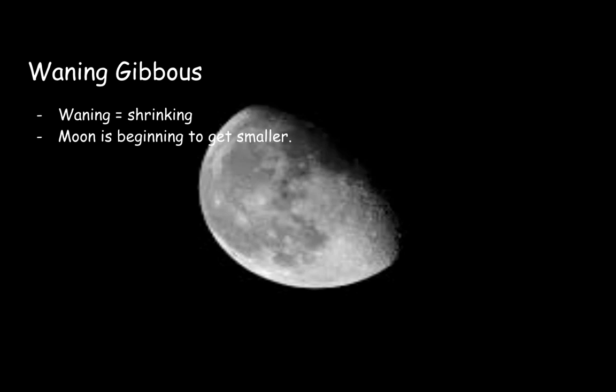The next phase is a waning gibbous. Waning means shrinking, so in the next few stages, the moon will lose visibility as the left side begins to shrink.